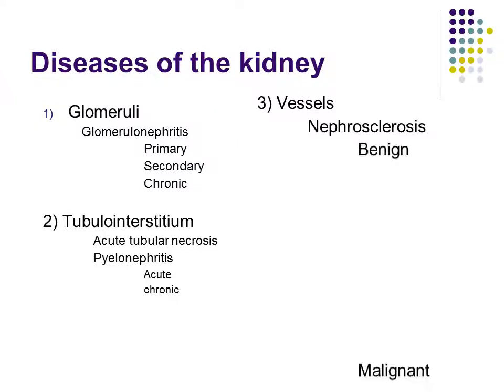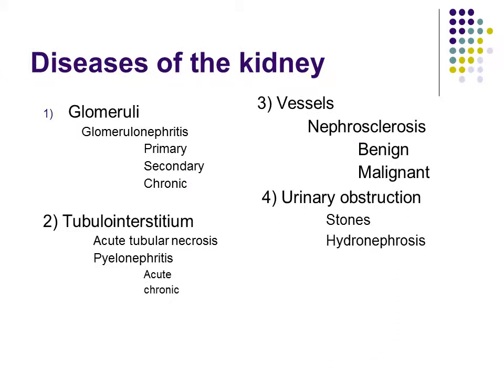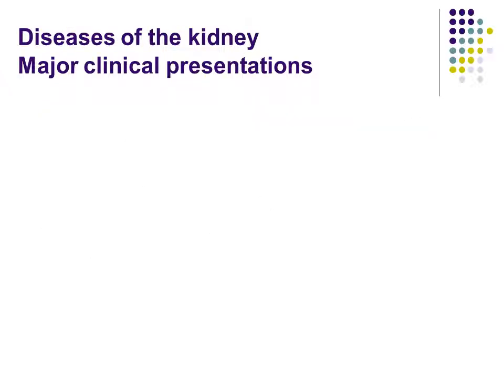The blood vessels in the kidney can show nephrosclerosis, which could be benign or malignant, and there could be obstructive causes because of, say, stones leading to hydronephrosis. There are some specific cystic diseases of kidney. So what are the major clinical presentations with which kidney diseases present to us? First is nephritic syndrome. It is caused due to inflammation of glomerulus and associated with hematuria, that is presence of red blood cells in the urine, mild to moderate proteinuria, and hypertension.